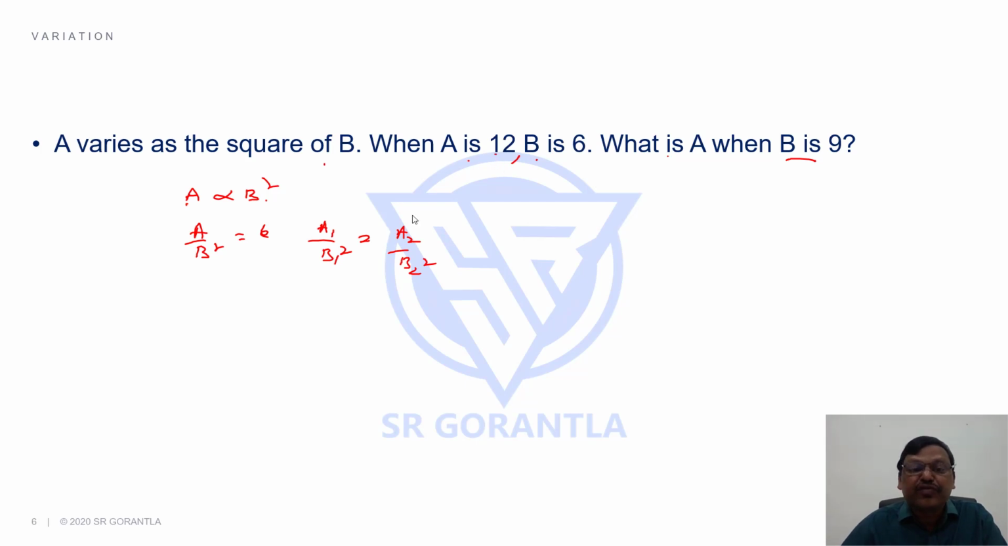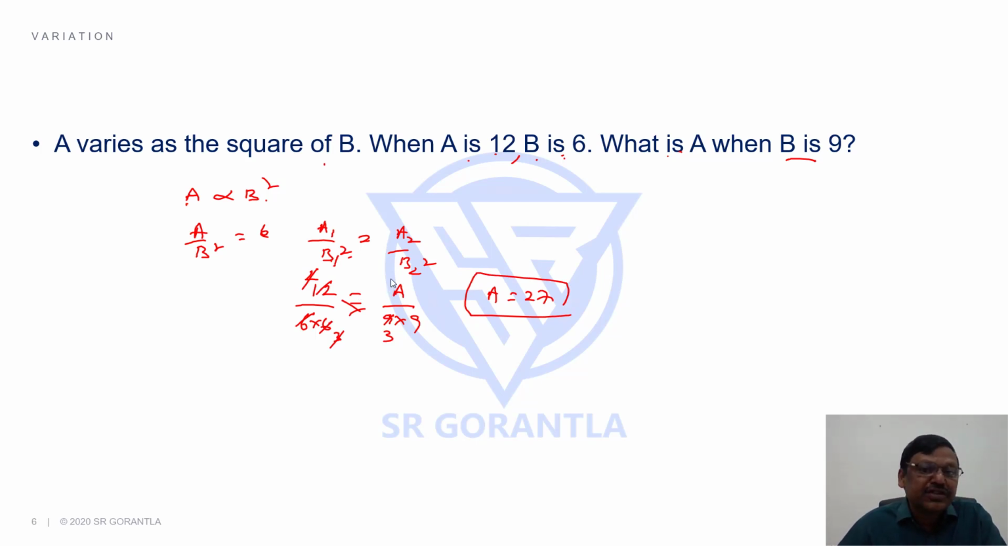What is a first time? 12. What is b1? b is 6 means b1 square. So 6 into 6 equals to, second time I have to find a. What is b? 9. 9 square, 9 into 9. You can see 6 2s, 2 3s, 3 1s, 3 3s. If I simplify, I get a equals 27.